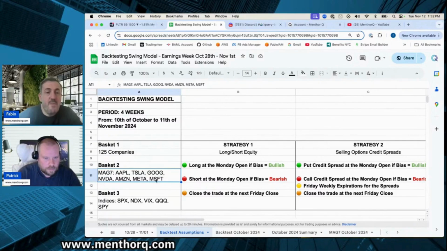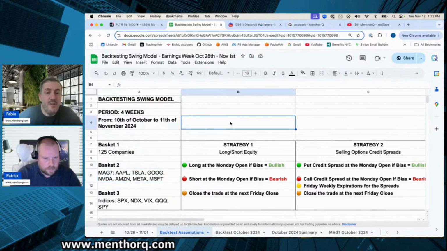And then within these baskets, we took 2 assumptions. The first strategy is simply looking at the long-short equity strategy. So in this case, we go long at the Monday open. We take the data from the Friday and over the weekend, so we have time to put all the data together. The goal is really to go long at the open of the Monday if our bias is bullish, and go short at the open of the Monday if our bias is bearish. Then we don't do anything.